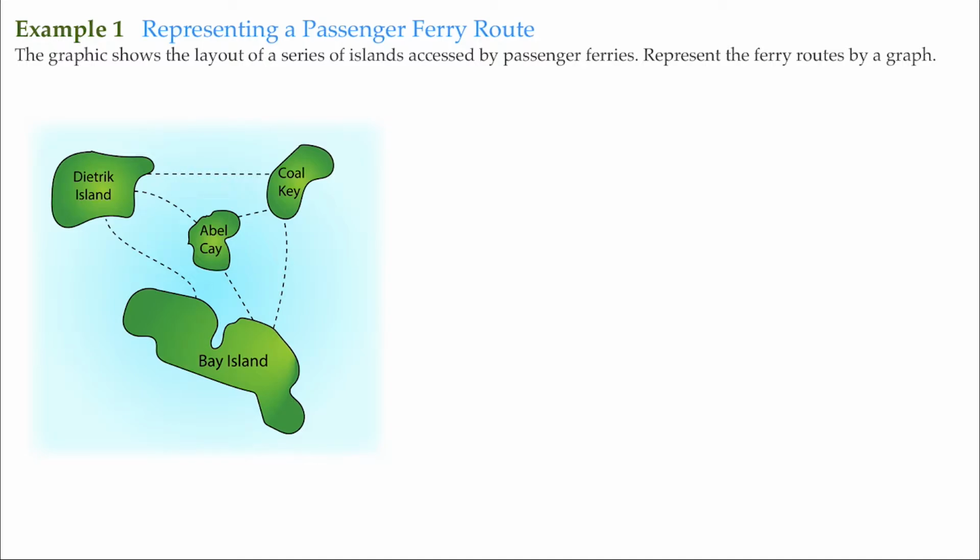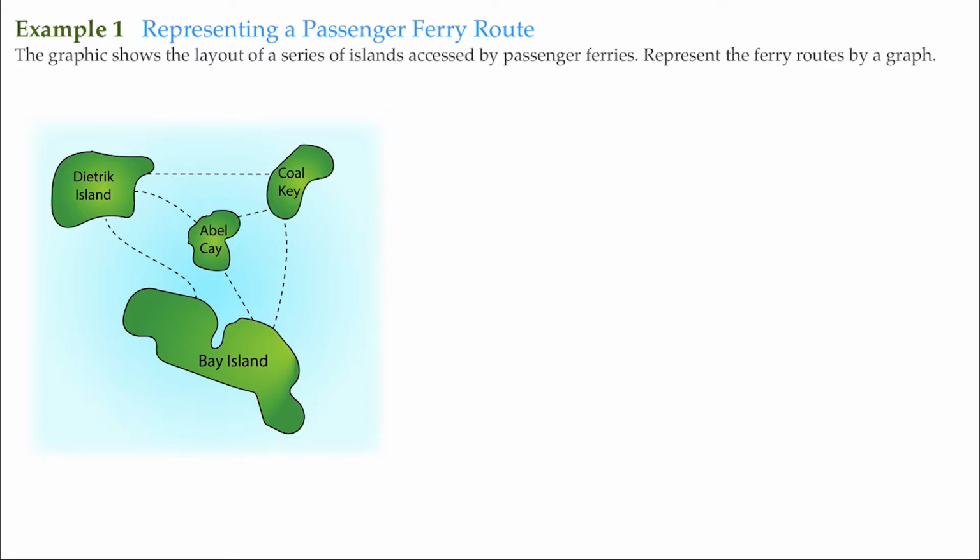When drawing a graph, you don't necessarily have to mimic or copy the map or the layout. Though it helps, it certainly is a good guide. You don't have to mimic it. The key to drawing a correct graph is to make sure that every point of interest is represented by a vertex and that the edges represent the relationship between the vertices. So what do we want to do? Well, we have these islands here, and we want to see if there's ferries that go from one island to the next. That's the relationship.